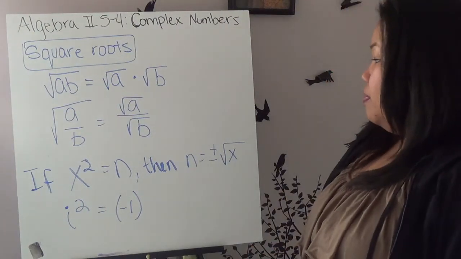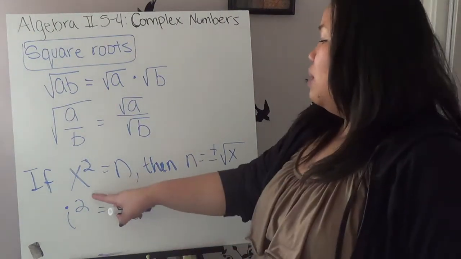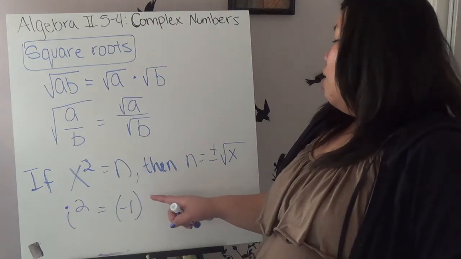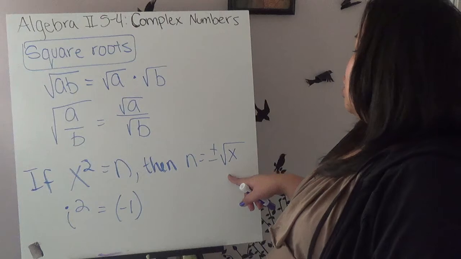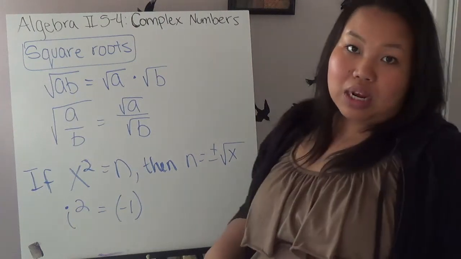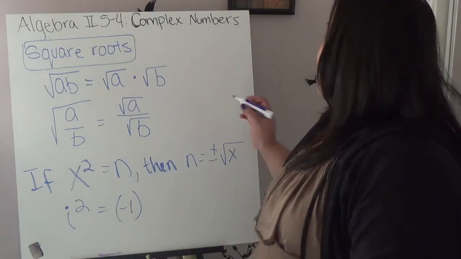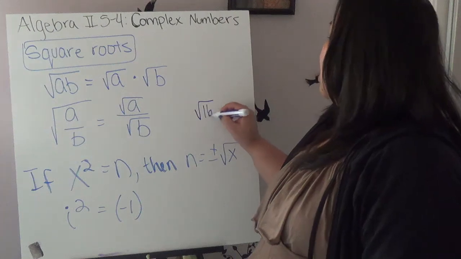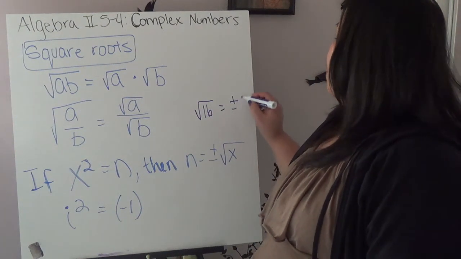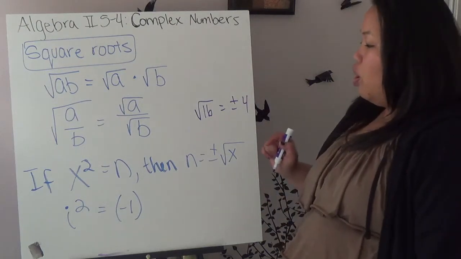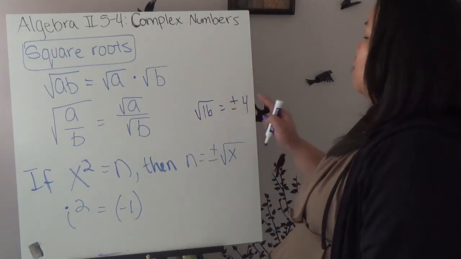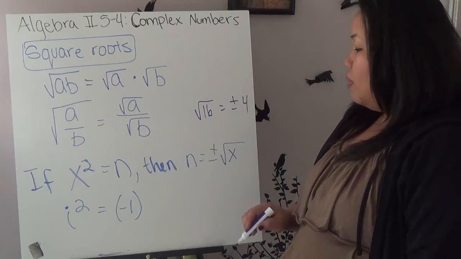Now, whenever I have something like x squared equals n, and I would need to square root both sides, then my answer is going to be plus or minus that number. What that means is, if I'm going to square root 16, then my answer is going to be plus or minus 4. It means in order to get 16, I can do 4 times 4, or I can do negative 4 times negative 4.